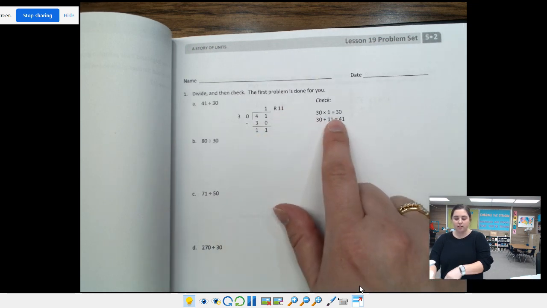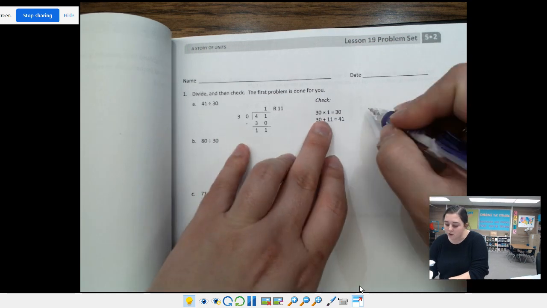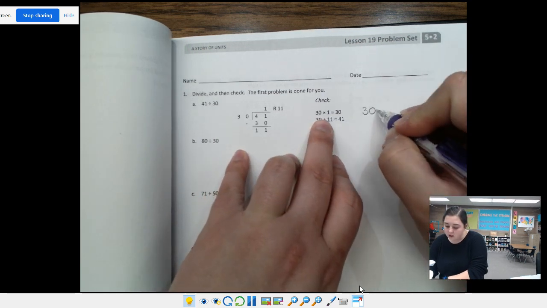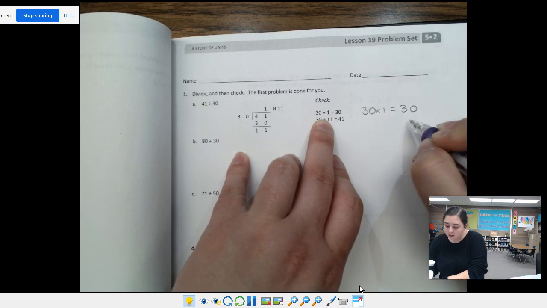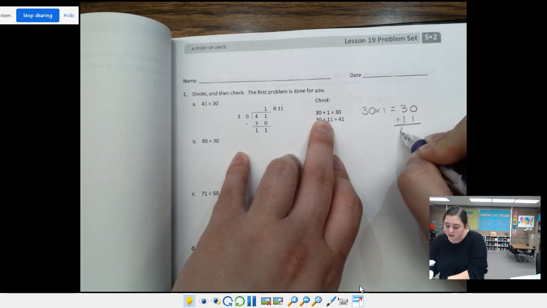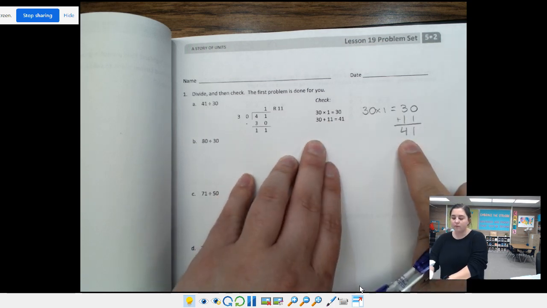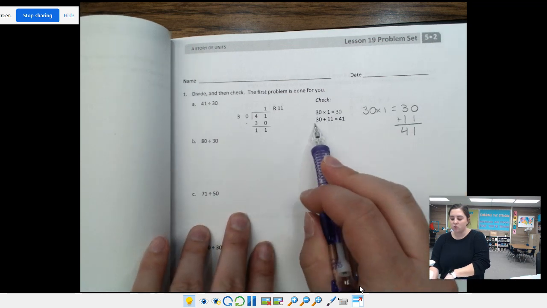Look at how they checked. We do the same thing. I just write it all in one. So I would do 30 times one group is 30. And their remainder was 11. So they had 41. I just take out this part basically.